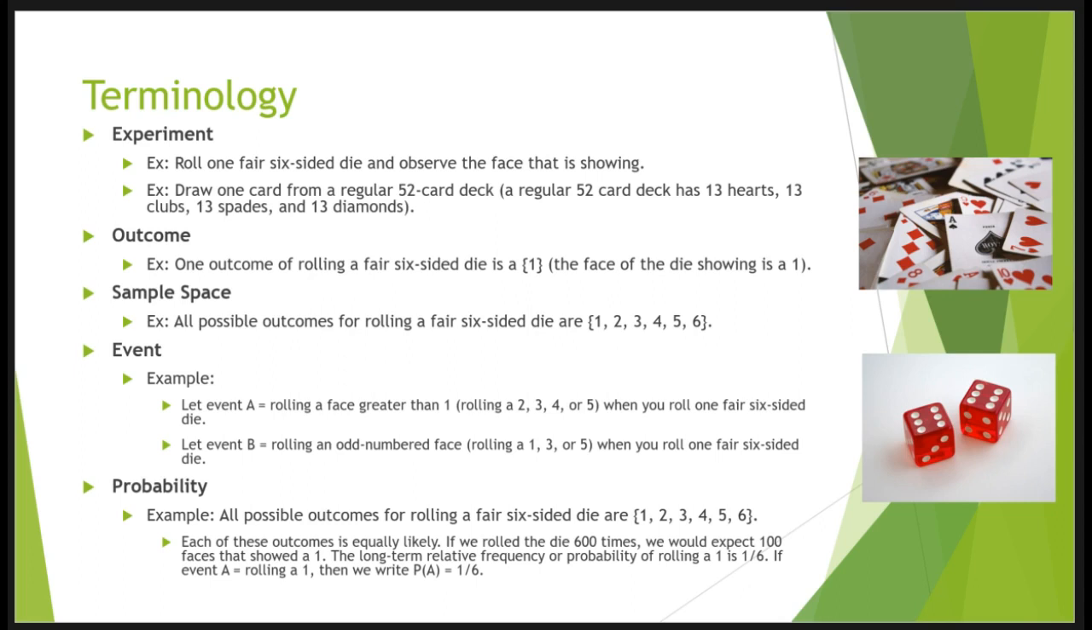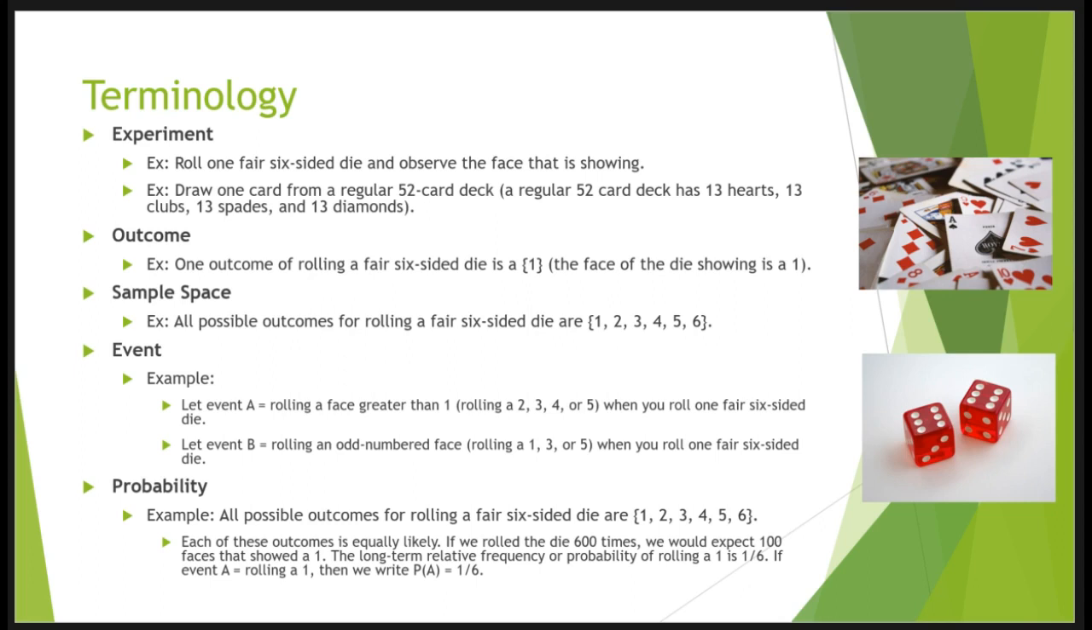Let's look over some terminology first. An experiment is a planned operation carried out under controlled conditions. In a chance experiment, the results are not predetermined. An example is: roll one fair six-sided die and observe the face that is showing. Another is: draw one card from a regular 52-card deck that has 13 hearts, 13 clubs, 13 spades, and 13 diamonds.